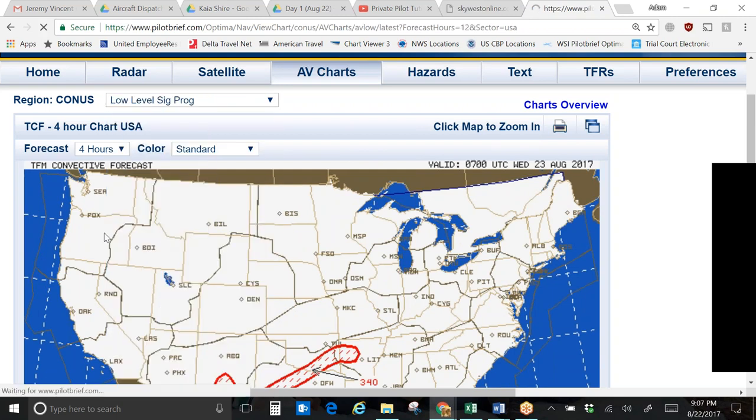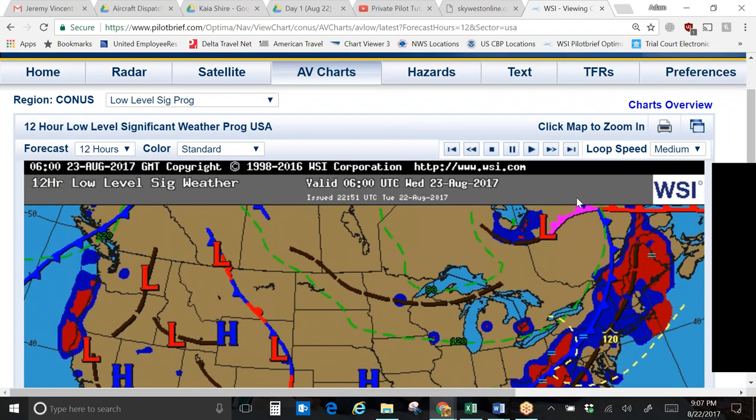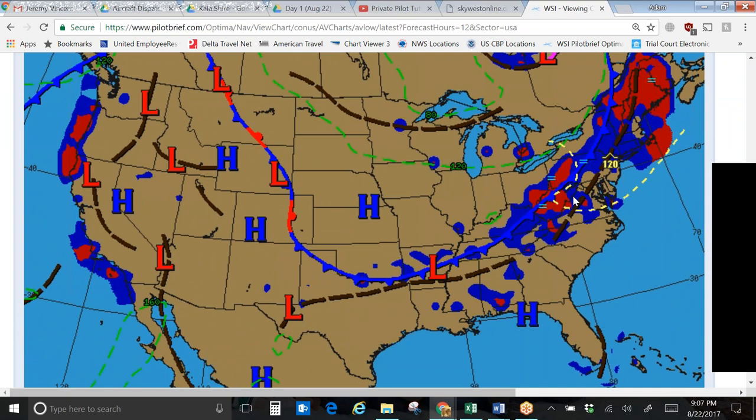Low level significant weather prognosis chart is the next one. So this is kind of like that weather depiction chart that we looked at two charts ago that shows the marginal VFR and the IFR areas along with your frontal boundaries, your high and low pressure areas. The only difference with this one is this is 12 hours from now, and this is low level. So this is considered the surface to about 5,000, 10,000 feet. This is what they think is going to occur 12 hours from now.